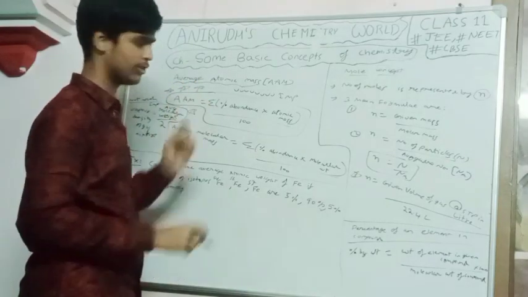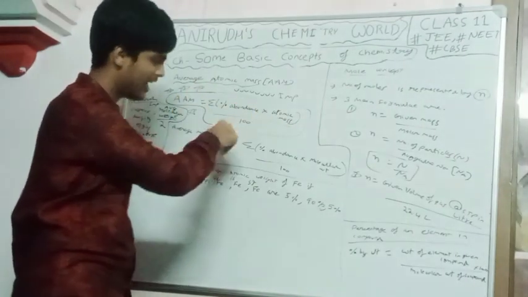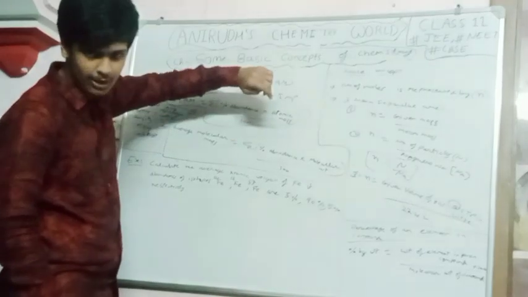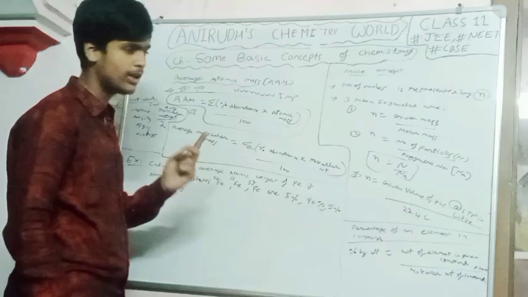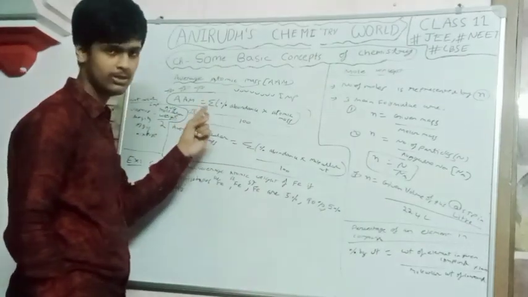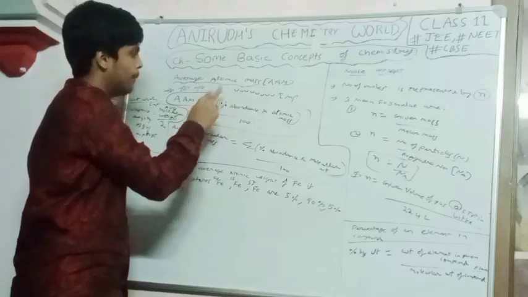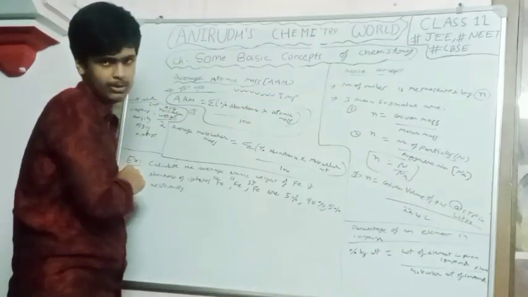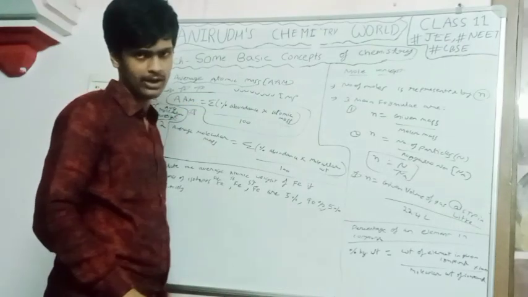Average atomic mass is equal to sigma, the summation of percentage abundance into atomic mass, by 100. You need to remember this, however, it's important. Let us repeat it three times. Average atomic mass is equal to sigma percentage abundance into atomic mass by 100.